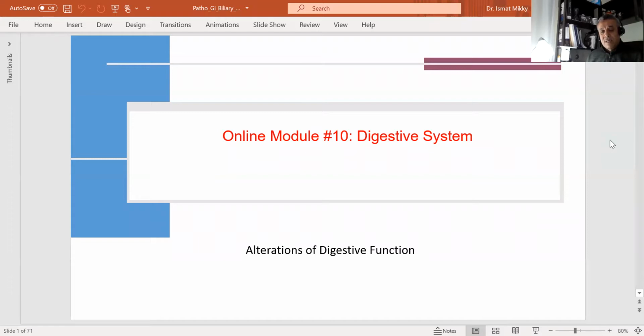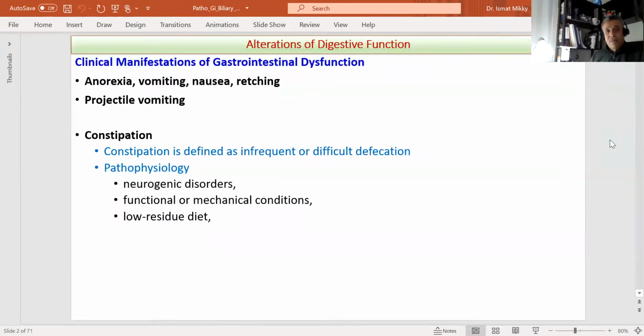Hello, everyone. This is the recording for the GI and biliary system and pancreas. It covers all the disorders and health problems related to the digestive system and to the hepatic system, which is the liver, and the pancreas. We'll begin with the common clinical manifestations of GI tract dysfunction.